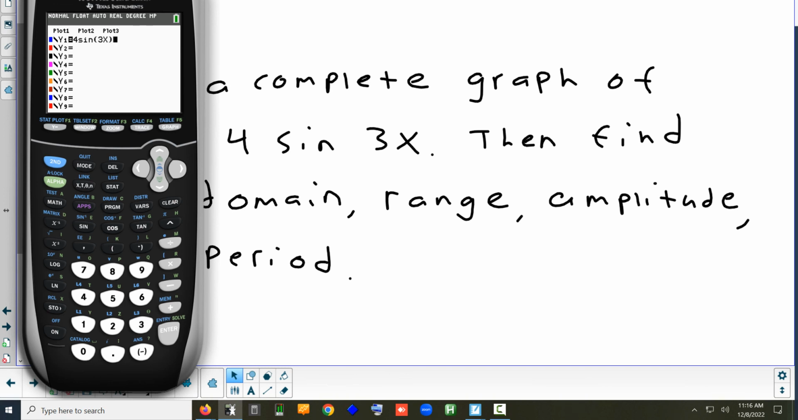Okay, so we've got 4 sine 3x. We need to make a choice about whether we're going to do this in degrees or radians. Let's try it in radians. Let's go to radians. And let's do zoom 7. Okay, is that a good window?